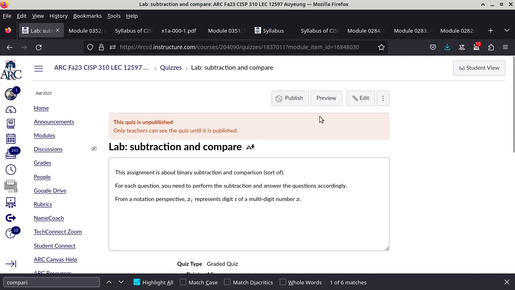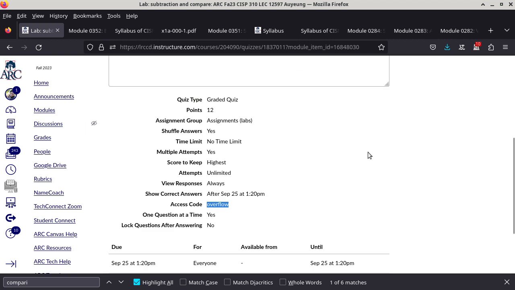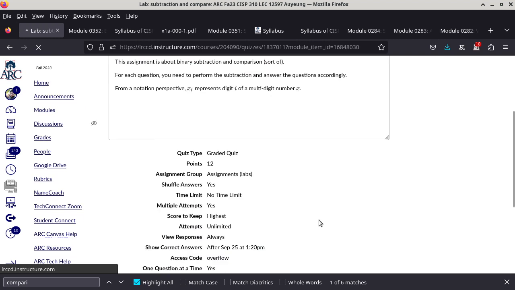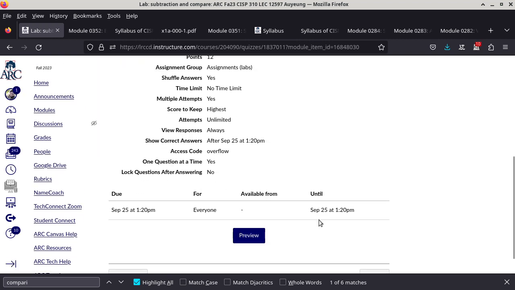So let me publish right now. I'm pretty sure I set the time up correctly this time. So you should be able to refresh the browser and get started with this lab. And once again, the access code is overflow. And with that, I'm going to stop the recorder. If you have any questions about the lab, just raise your hand and I'll try to answer those questions.